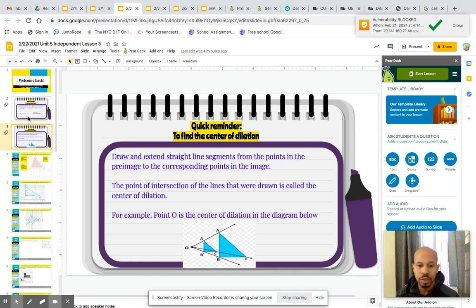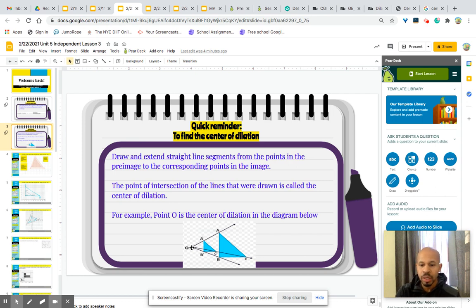The way to do this is by, I don't know if you notice in the picture right here, you see how A and A prime, there's a line drawn through them. And same thing for C and C prime and B and B prime. And then they all intersect at point O. That's pretty much what you're going to do whenever you're trying to find the center of dilation. You're just going to draw a line through the corresponding points. And then wherever those lines intersect, like they meet, that's the center of dilation.